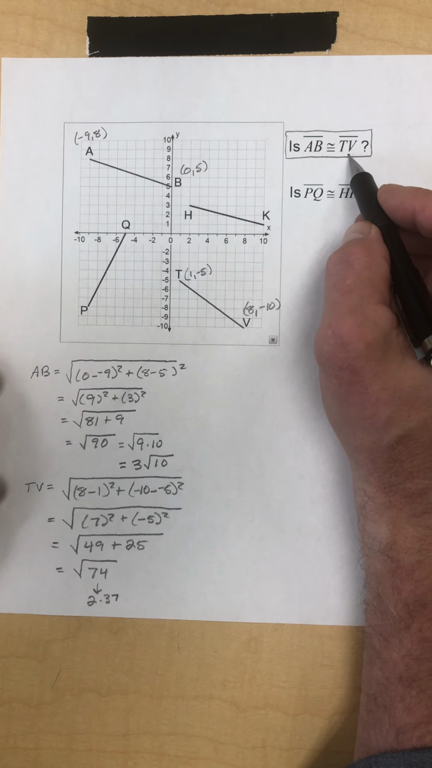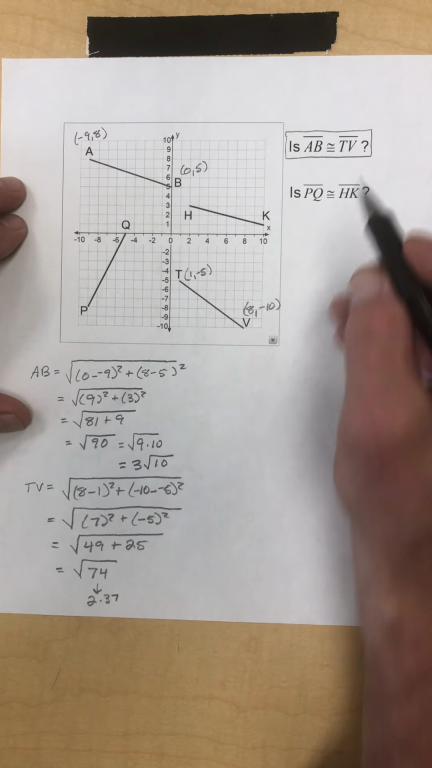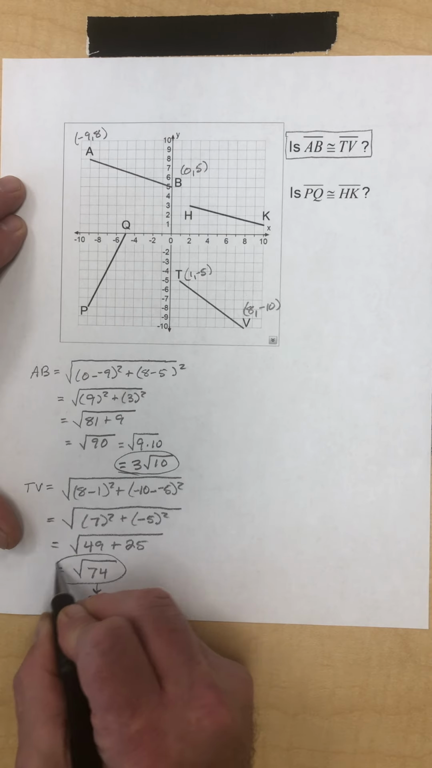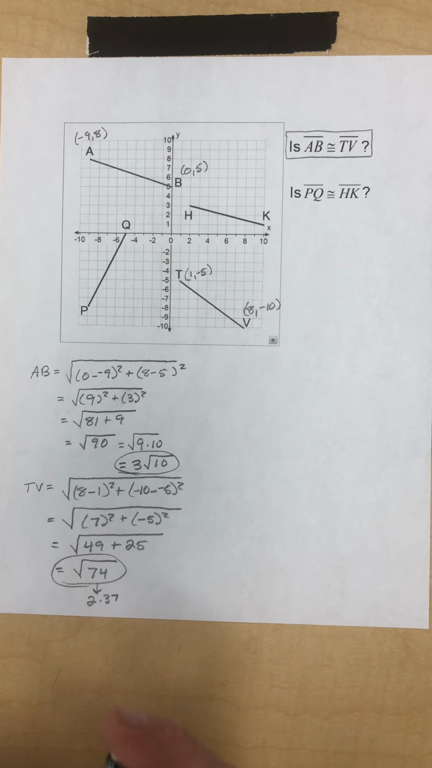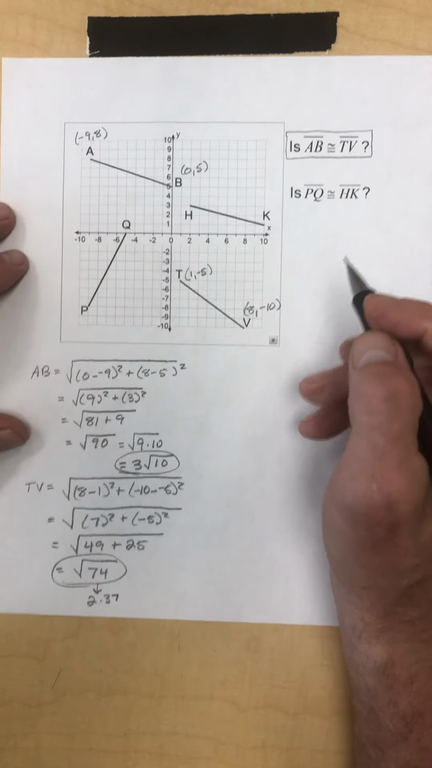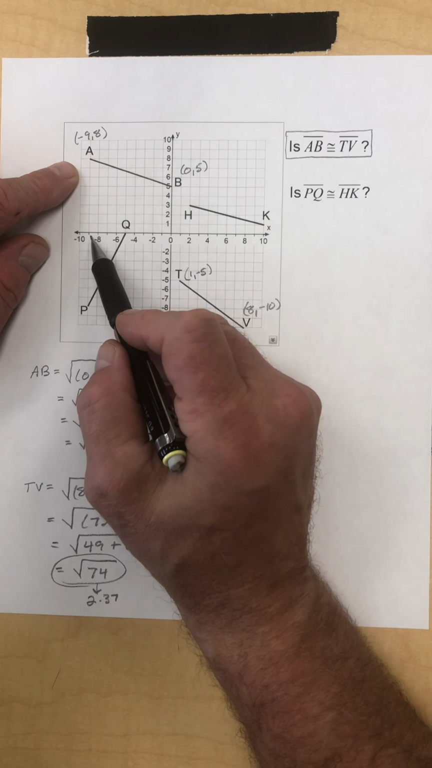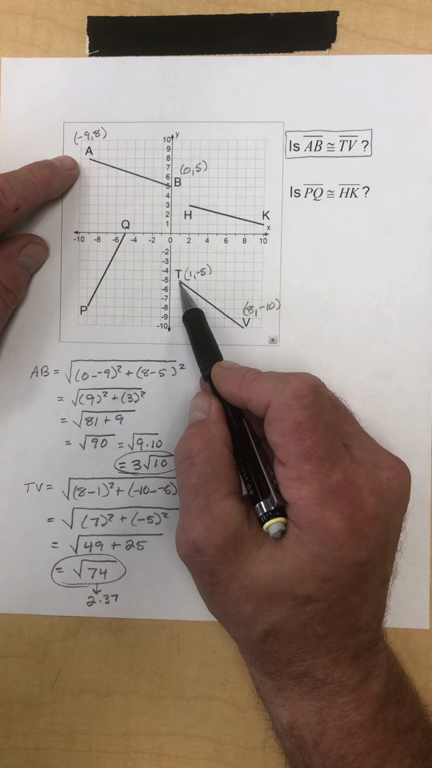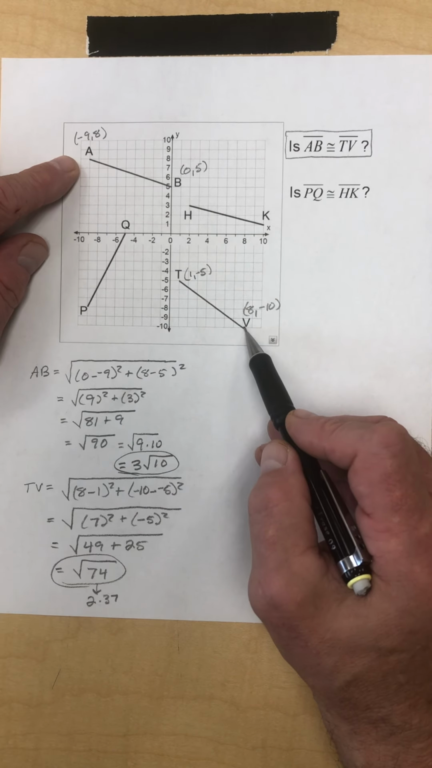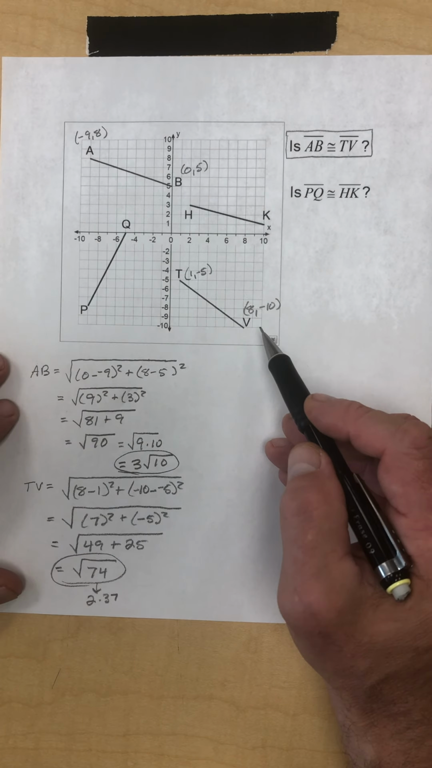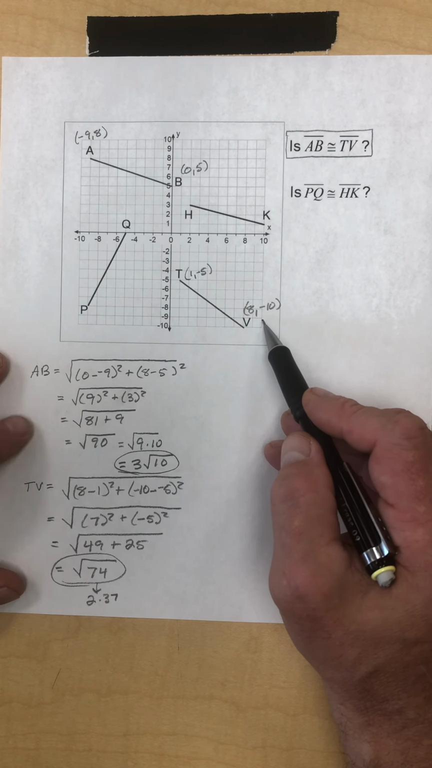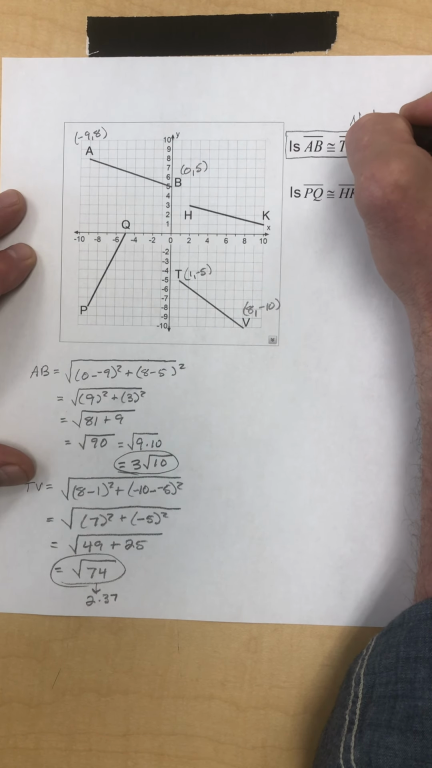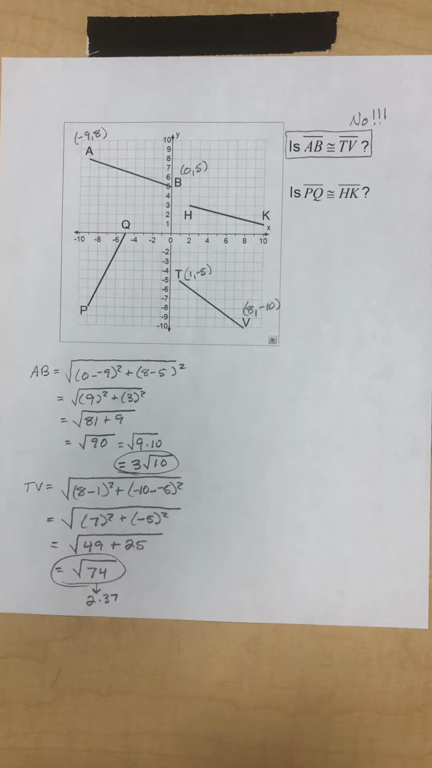Okay, so it looks like AB congruent to TV. It looks like that's a big no, because one of them is 3 radical 10, and the other one is radical 74. All right, so let's just make sure I got everything right here. That would be -9, 8. That'd be 0, 5. That would be 1, -5, and that guy would be 8, -10. So I have the coordinates right. Yeah, it looks like this is a big no. They're not congruent because they don't have the same length.